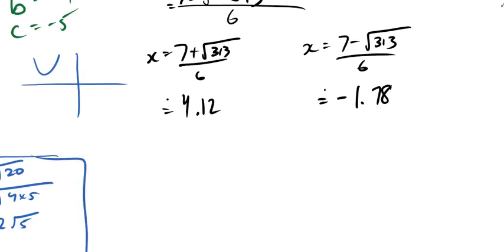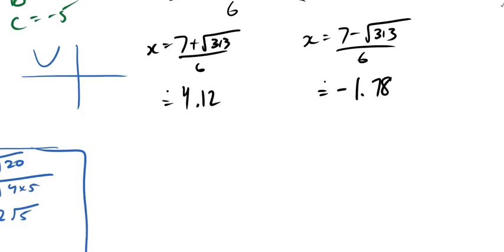Okay, any questions? Is that okay? Yep, Liam. Quite sure. 7 minus something big is going to be negative. Oh, yeah, sorry.